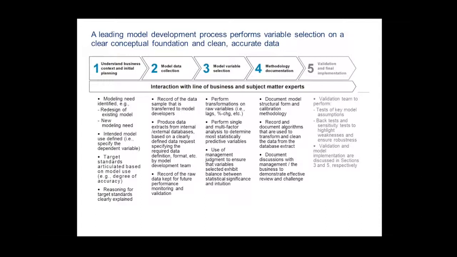So the third step is model variable selection. Those perform transformations on raw variables, for example lags and percentage changes in all those variables, and perform single and multi-factor analysis to determine the most statistically predictive variables. And use of management judgment to ensure that the variables selected exhibit a balance between statistical significance and intuition.